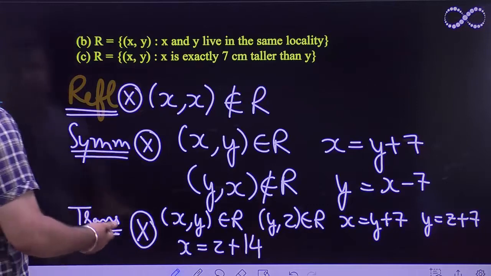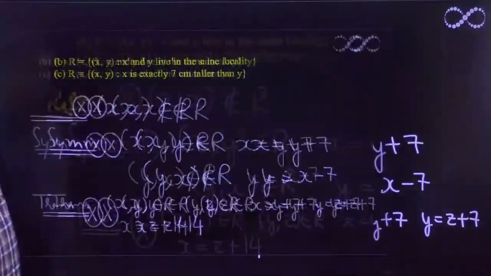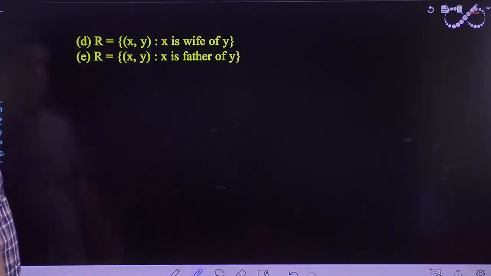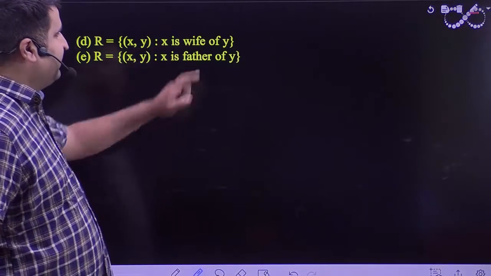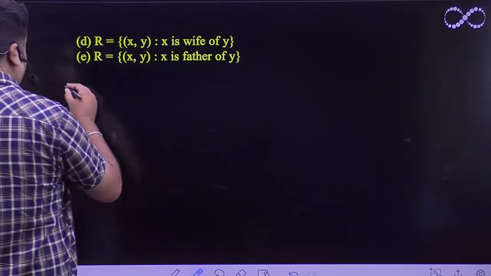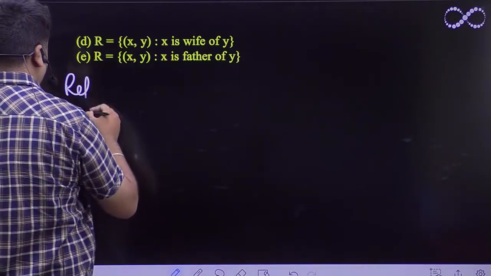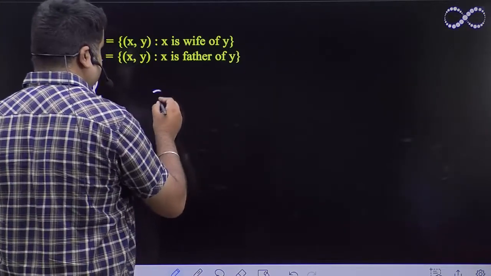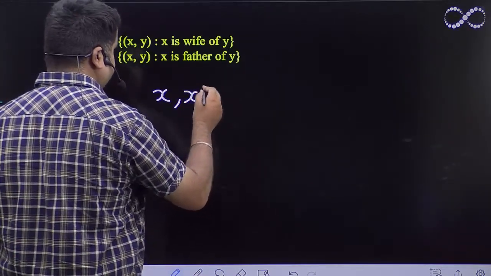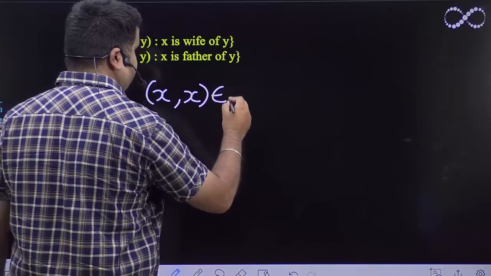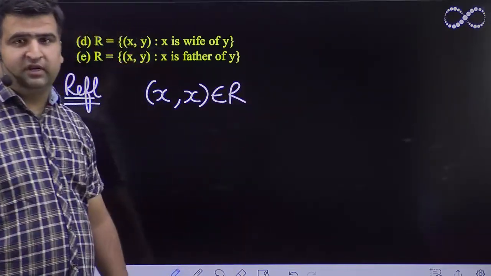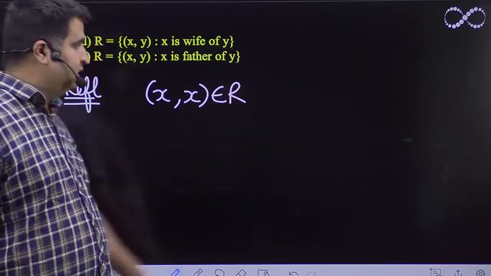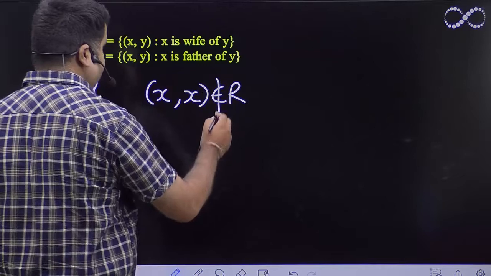So let's move on to the next one. The next one is relation XY such that X is the wife of Y. So let's first check for reflexive property. Now X and X will not be a part of this relation, since X cannot be the wife of X itself. So this is not a part of this relation.